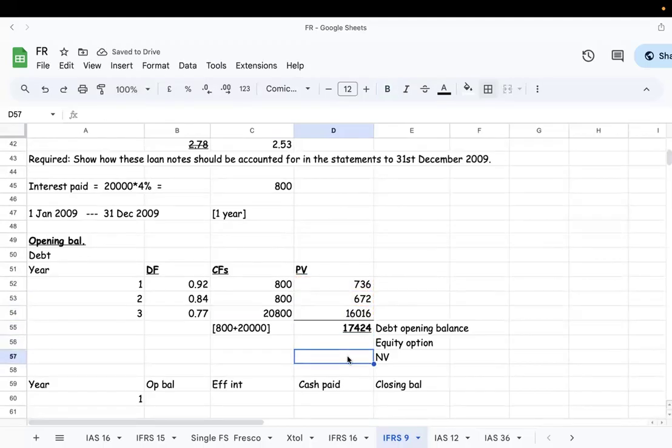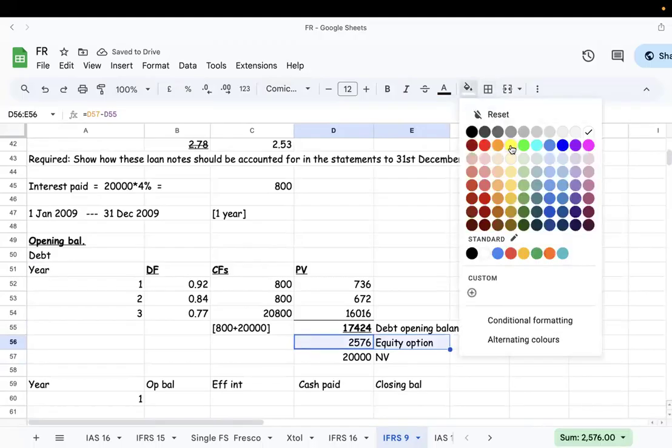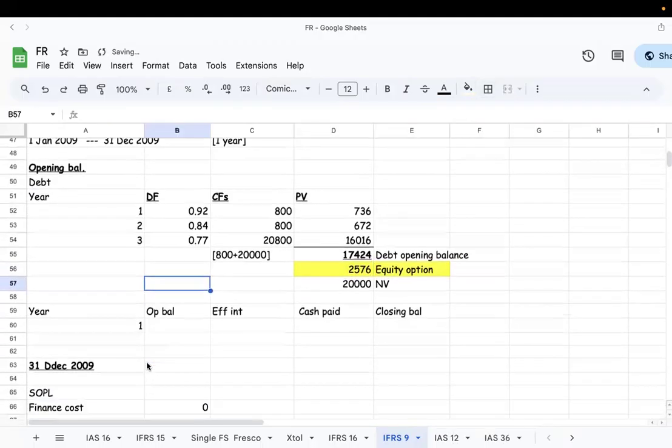But you know, the debt has a nominal value of how much? 20,000. So what would be the equity option? The option would be the difference between these two things. Now, the equity option does not change in the year and it remains the same. But what changes?